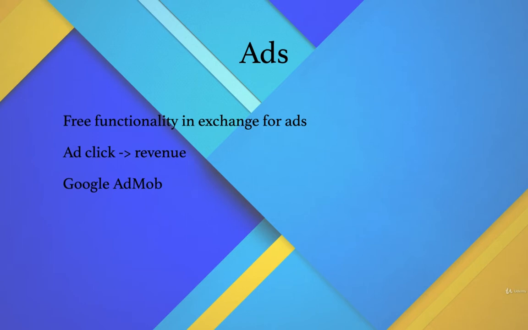Now, at the time of the recording of this course, Google AdMob supports three types of ads. Banner ads, which are basically banners that you can place anywhere in your app, and you get a revenue whenever a user clicks on an ad.